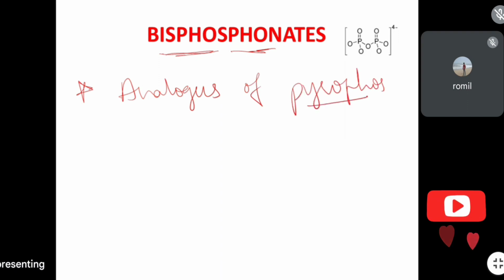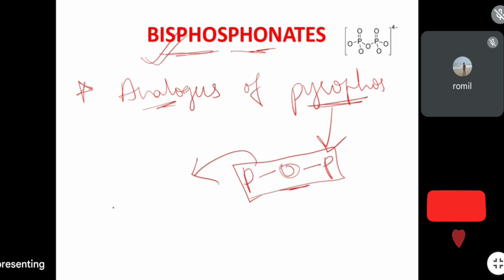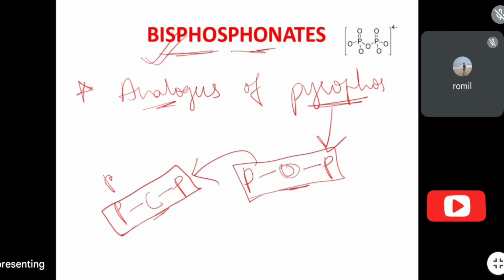Pyrophosphates, you know what is pyrophosphates? Pyrophosphates are the compounds which are containing P-O-P, two phosphates which are interlinked with one oxygen. Bisphosphonates are analogues of pyrophosphates, but their chemical structure is a little bit different because they have two phosphates and these two phosphates are interlinked by carbon. So PCP, the O is interchanged with carbon. The compounds which are containing PCP are called bisphosphonates.